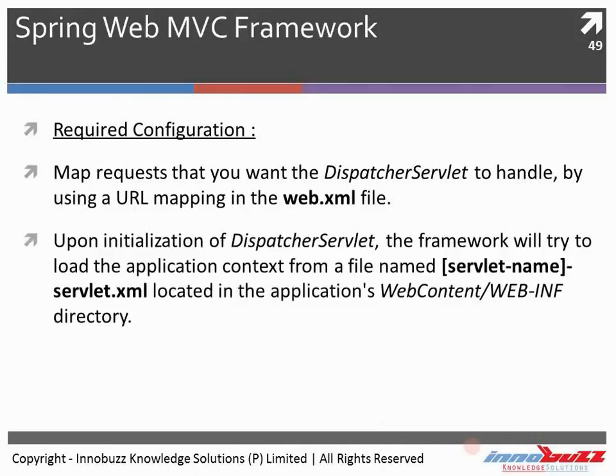Upon initialization of the dispatcher servlet, the framework will try to load the application context from a file named servlet-servletname-servlet.xml. So there should be a file which the dispatcher servlet will look for, starting with the name you give as the servlet name, followed by -servlet.xml. The servlet name can be anything user defined, whereas it has to be mandatorily suffixed with -servlet.xml. This servlet configuration file is located in the WebContent WEB-INF directory of your web application. So this is the configuration requirement for any Spring based MVC framework.